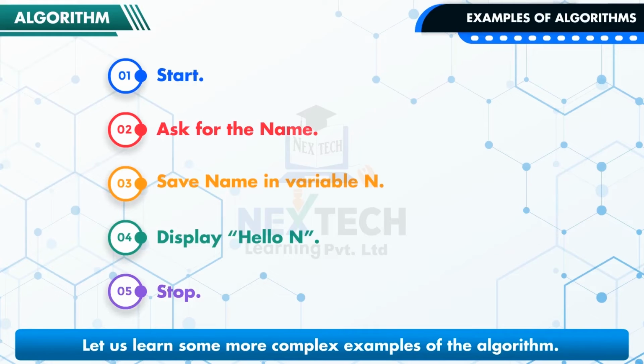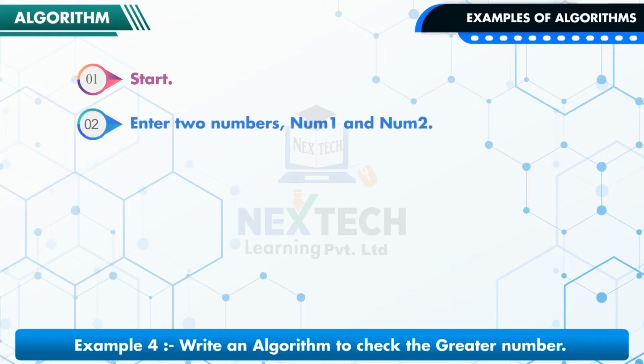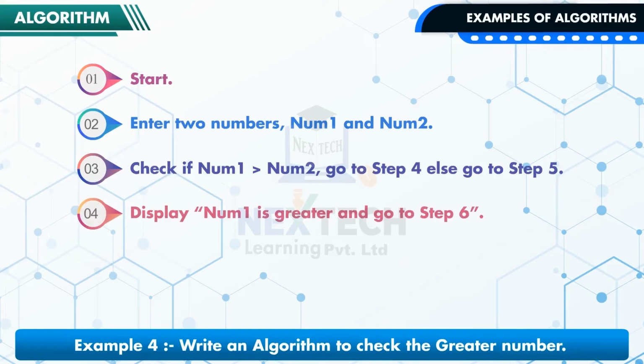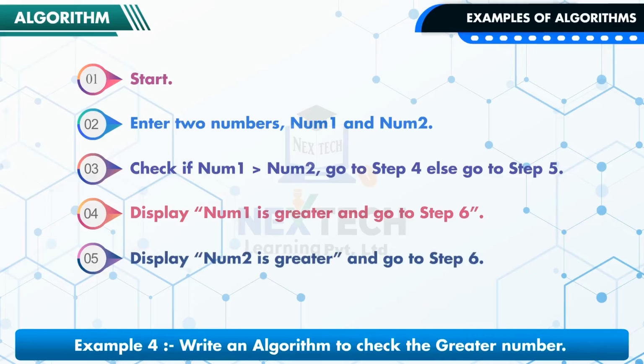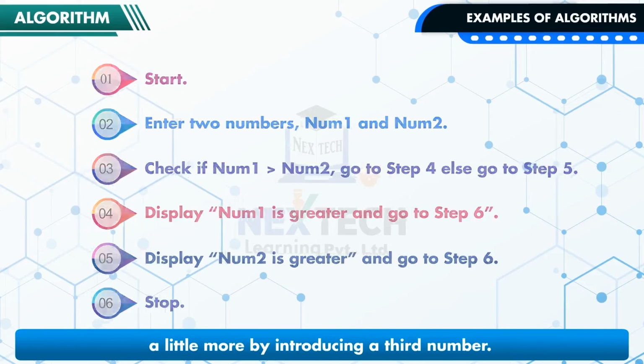Let us learn some more complex examples of the algorithm. Example 4. Write an algorithm to check the greater number. Step 1. Start. Step 2. Enter two numbers, number 1 and number 2. Step 3. Check if number 1 is greater than number 2. Go to step 4, else go to step 5. Step 4. Display num1 is greater and go to step 6. Step 5. Display num2 is greater and go to step 6. Step 6. Stop.